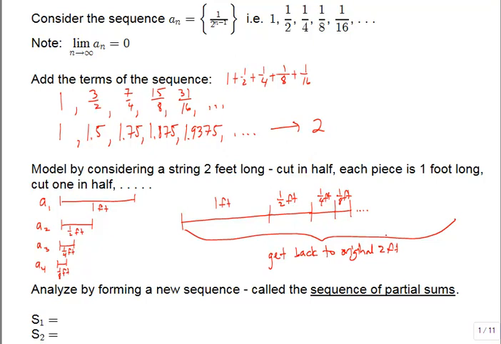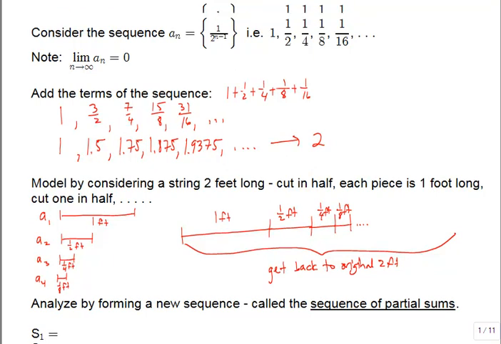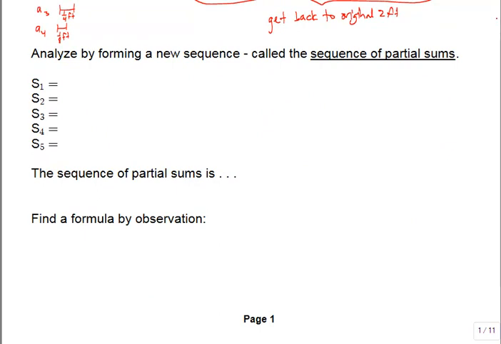So these partial sums that we're talking about seem to converge to 2, modeled by this situation with these lengths of string where we add them back together to get to that 2. This is called a sequence of partial sums, and we're going to call them S sub 1, S sub 2, S sub 3, S sub 4, and so forth.